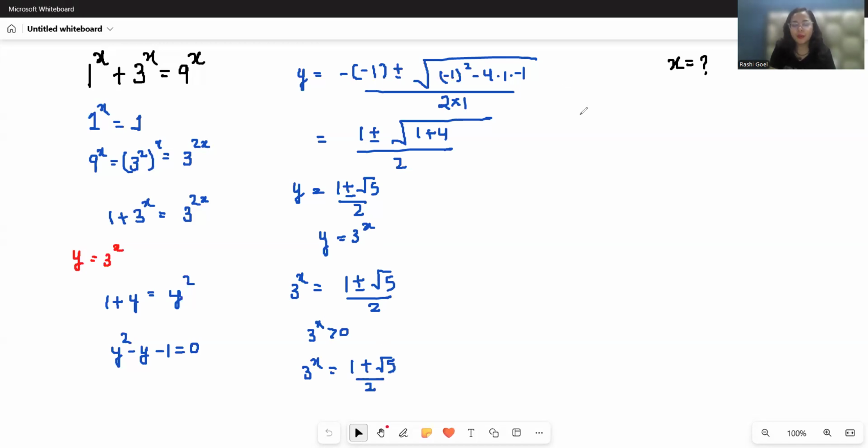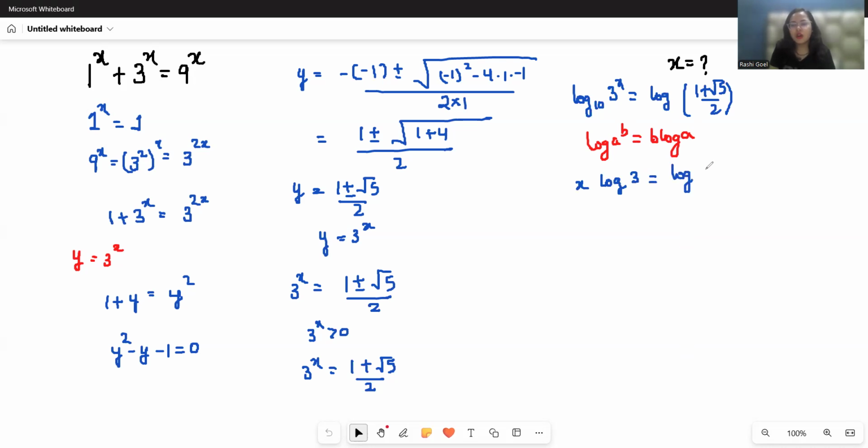Now I'm taking log on both sides. So log with base 10, 3^x = log((1 + √5) / 2). Now x, according to the log rule, log a^b we can write as b log a. So it becomes x log 3 = log((1 + √5) / 2).